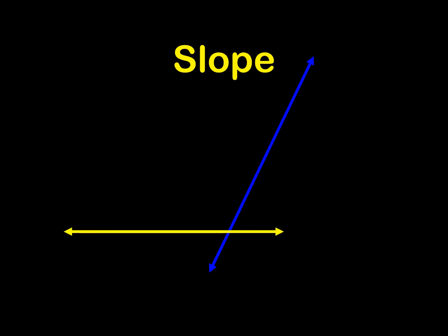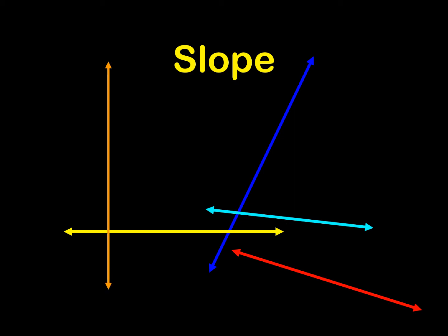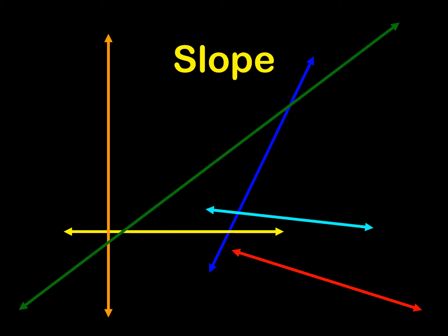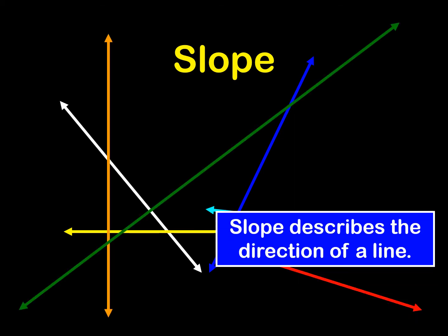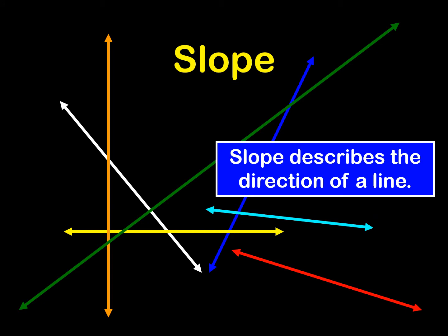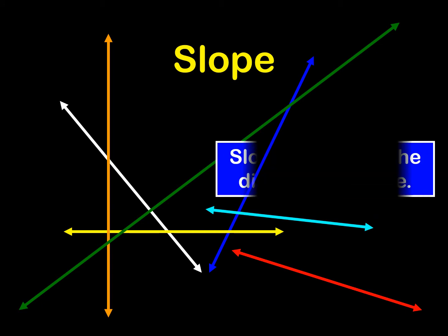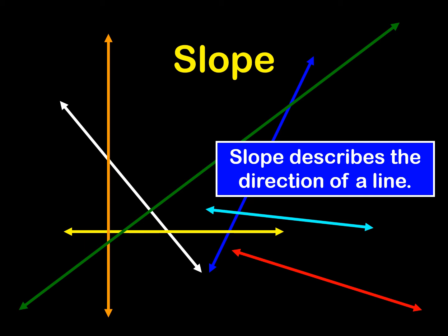We move on to the slope of a line. So if we have these lines, a slope describes the direction of a line. The other word for slope is gradient.